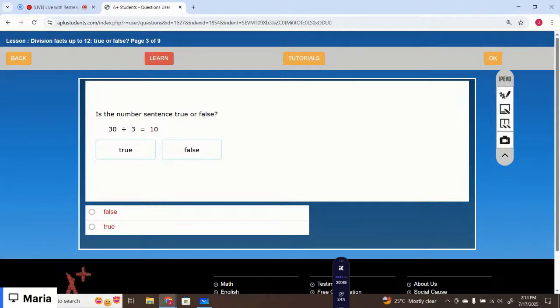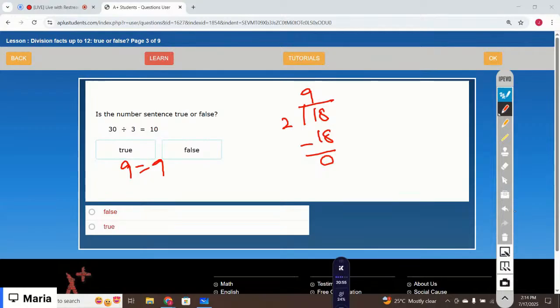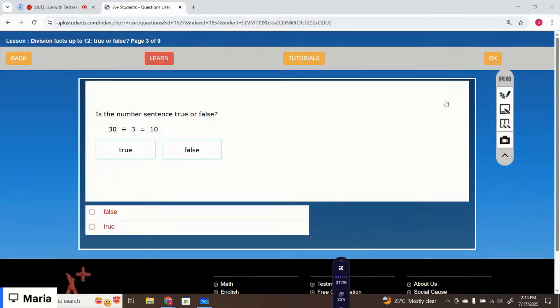Is the number sentence true or false? 30 divided by 3 is 10. 10 is equal to 10. True it is. Option number 2 is the correct option.